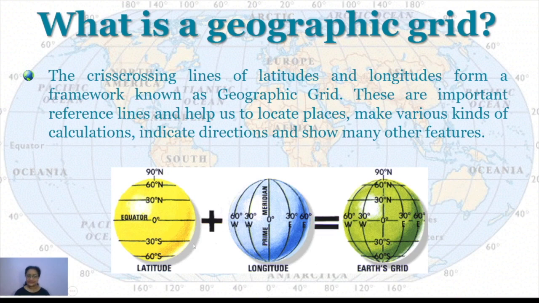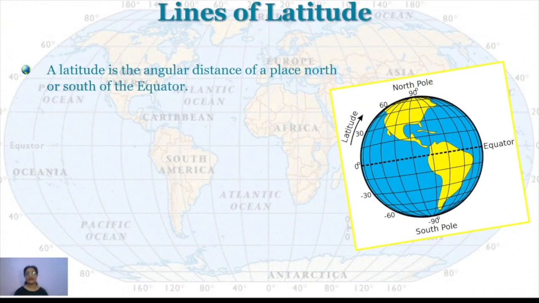You can see here in the first picture, these are the latitudes, horizontally drawn lines. In the second one, these are the longitudes, vertically drawn lines. When we draw these lines together on the globe or on earth for our study purpose, that forms a crisscross, or you can say the network, of these crisscrossing lines, that is called the geographic grid. Now first of all, what are these lines of latitudes?